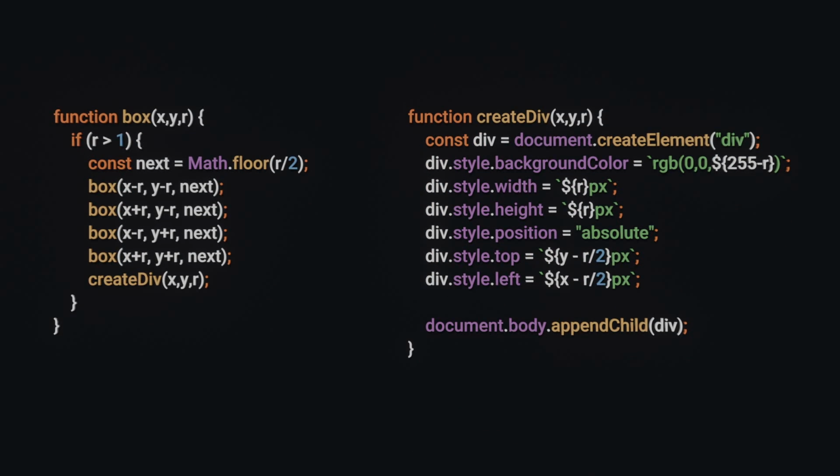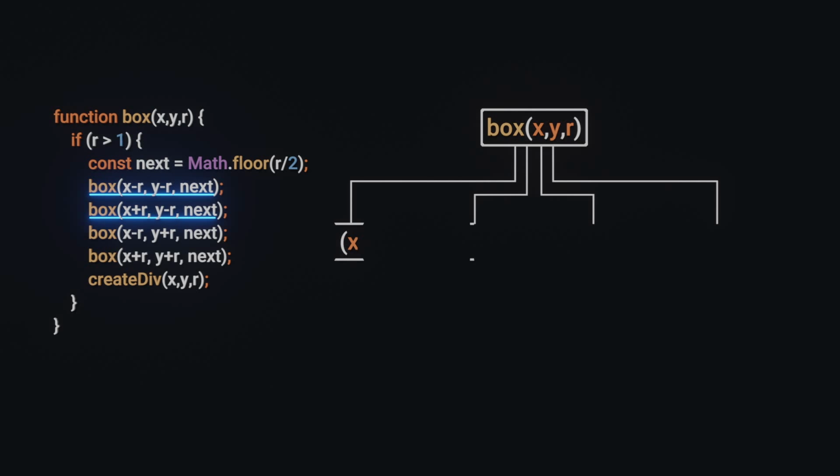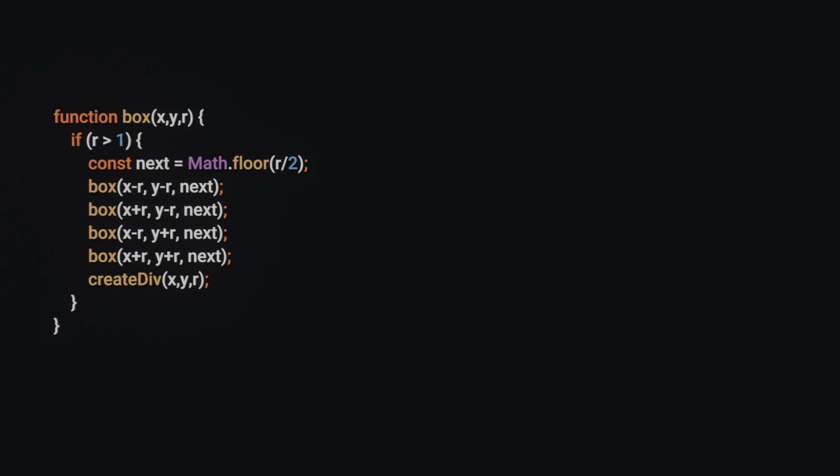And for the final question, what is the time complexity of this function? The createDiv function creates a new div, sets its width, height, and position, and then appends it to the document body. This function has a constant time complexity, so we can safely ignore it. However, each execution of the box function will result in 4 more executions until the termination condition is met. This is an exponential time complexity problem. The base of the exponent will be 4, but what do we set the exponent to? With each iteration, we cut r in half. So at most we'll have log r recursive calls, which will give us the solution of O of 4 to the log r.